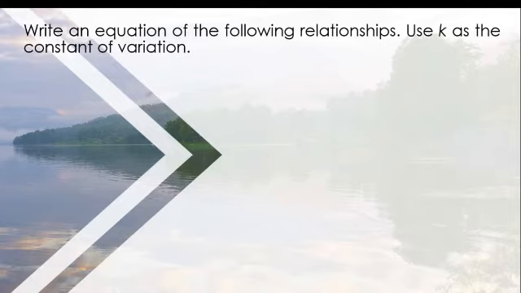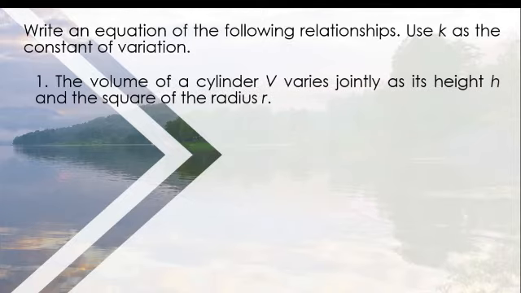Let's go over writing equations given the relationships. Always we use k as the constant of variation. Let's start with the first one: the volume of a cylinder V varies jointly as its height H and the square of the radius R. We have given variables here: for the volume, we have V; for the height, we have H; and for the radius, we have R.